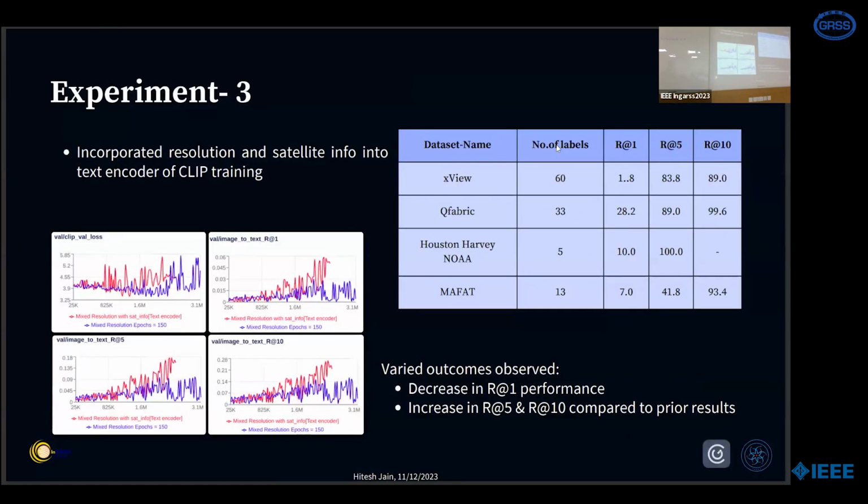So we thought of incorporating resolution and satellite information into the text encoder of the KNIP training. So we passed on the satellite information and resolution along with the labels and retrained the KNIP. The red one shows the run with satellite information, and the blue one is without satellite information. And we see a significant improvement in R5 and R10 compared to the prior results, whereas there was a decrease in performance of R1. This might be due to the varied outcomes that we received.